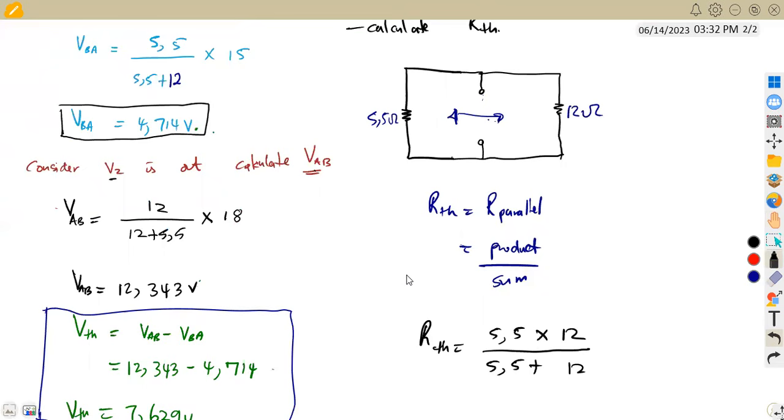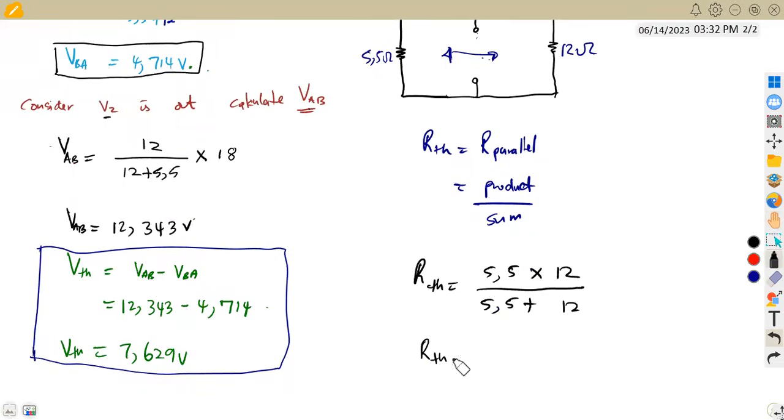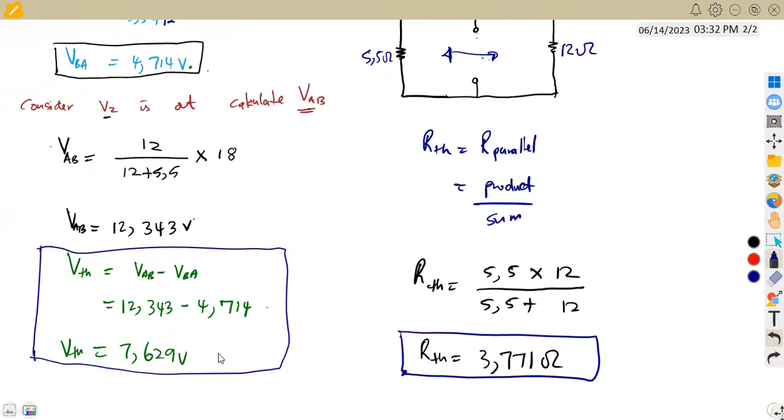We multiply 5,5 times the 12 ohm resistor over 5,5 plus the 12 ohm resistor. So this is going to give us RTH in this case, which, if we reduce this properly, is going to be 3,771 ohms to 3 decimal places. All right. So with this information that we have here, guys, this is enough. We have got our VTH, we have got our RTH in this case.